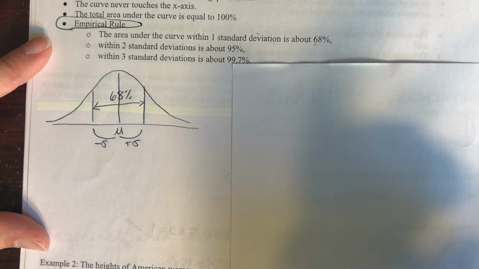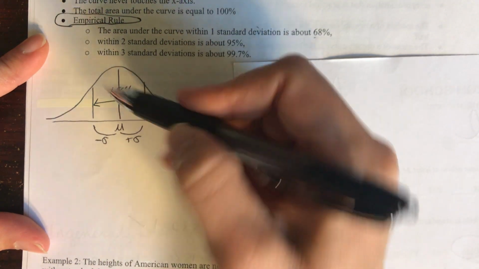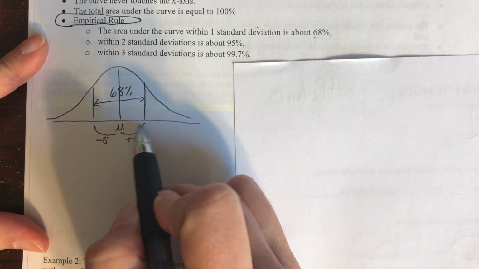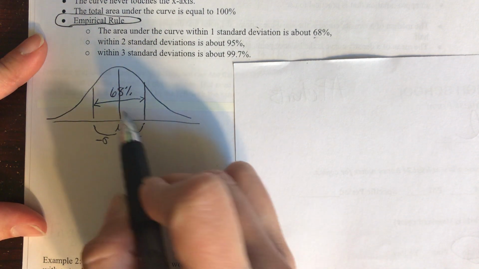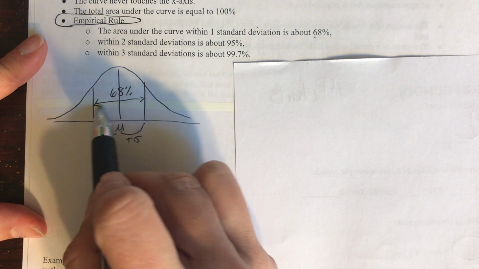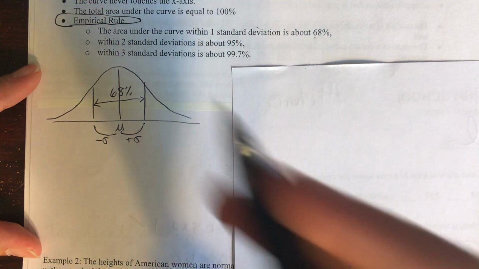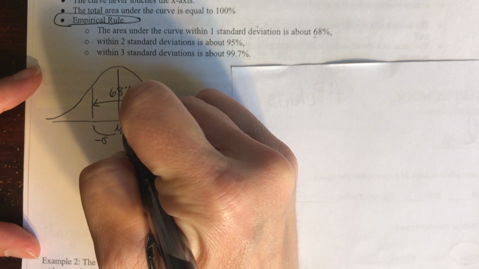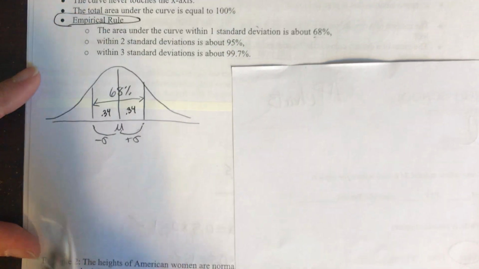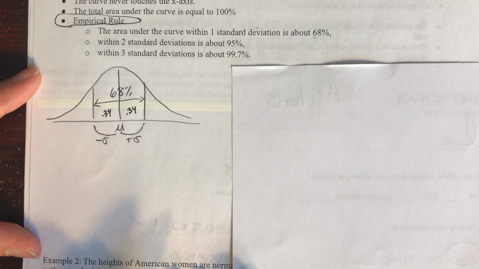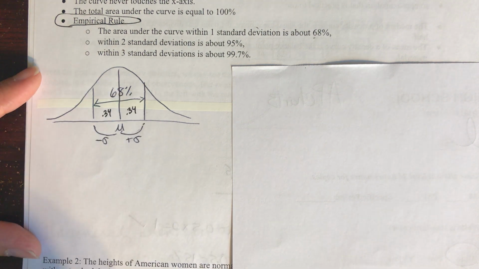So I drew that here. If you draw your normal curve and you put the mean in the middle and you go up 1 standard deviation and down 1 standard deviation, then you're going to have 68% of your data points in here. Since this is symmetrical, we could say it's 0.34 or 34% here, and 0.34 or 34% here. Okay, so that will give us our center 68%.